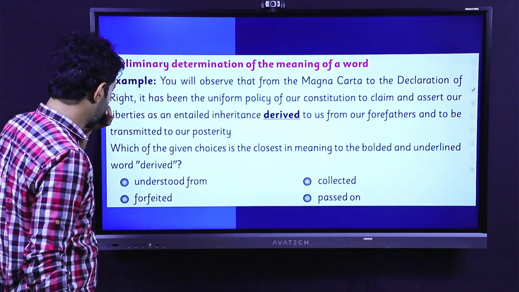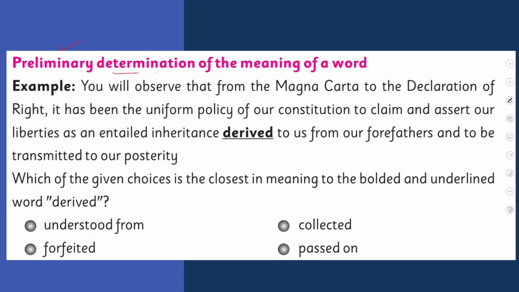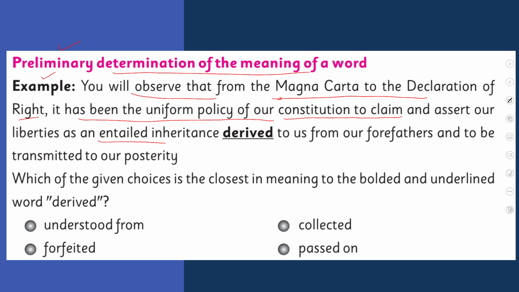Next, let's talk about the preliminary determination of the meaning of a word. You will observe that from the Magna Carta to the Declaration of Right, it has been the uniform policy of our Constitution to claim and assert our liberties as an entailed inheritance derived to us from our forefathers and to be transmitted to our posterity.